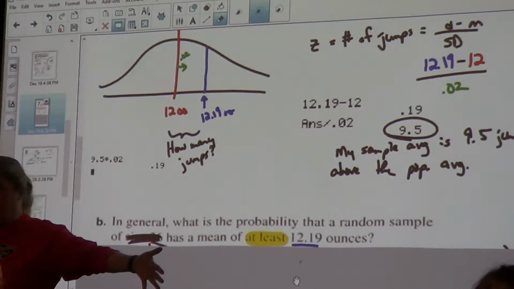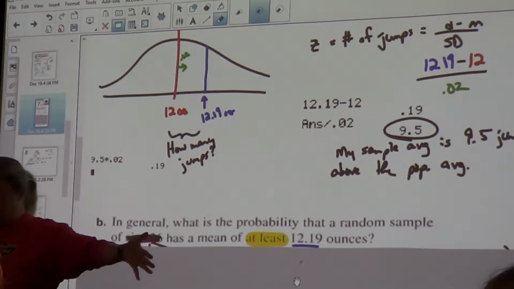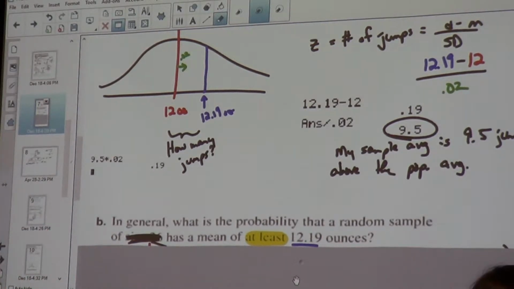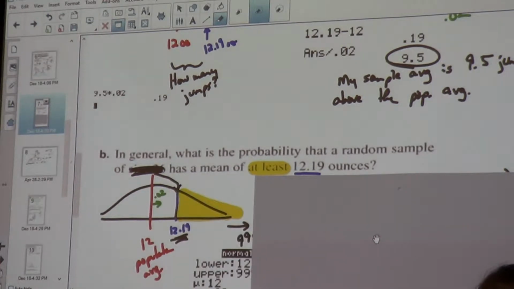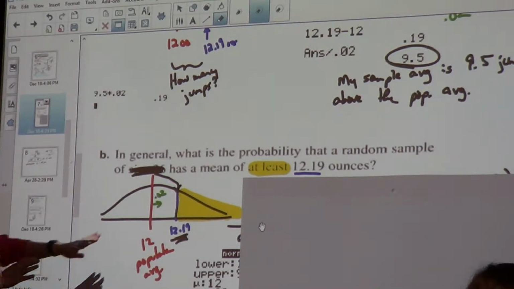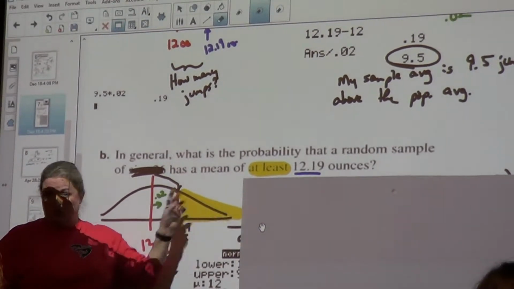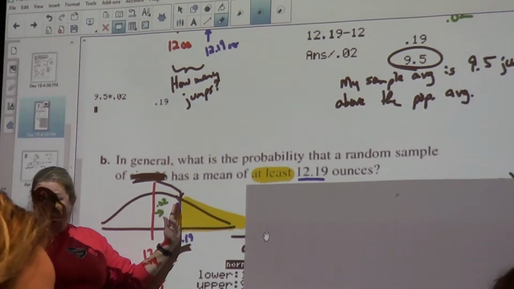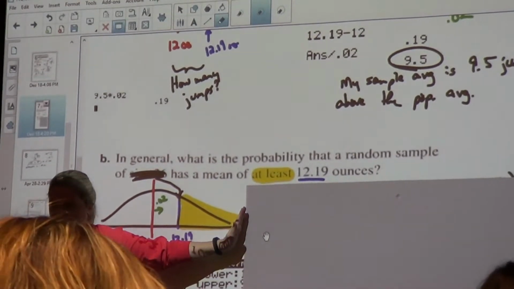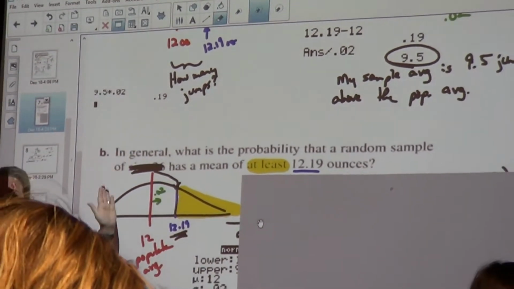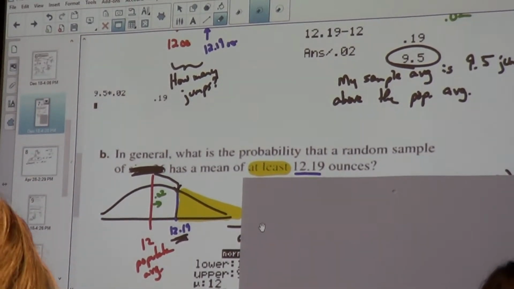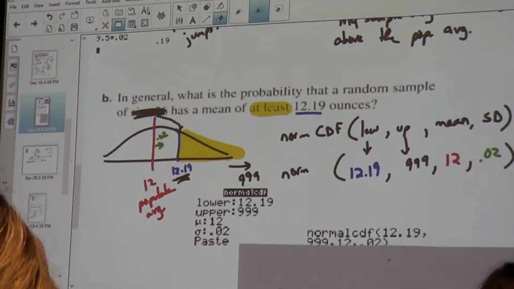If you want at least $12 in your pocket, you want $12 or more. You with me? So I take that same picture. So we go to our calculator and we're going to do the normal CDF because we're doing shading. What is my left limit? 12.19. What is my right limit? 99. What is my mean? 12. What's my standard deviation? 0.02. So I go to my calculator.